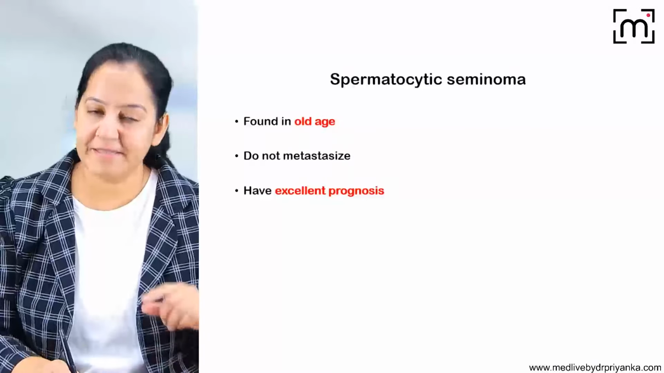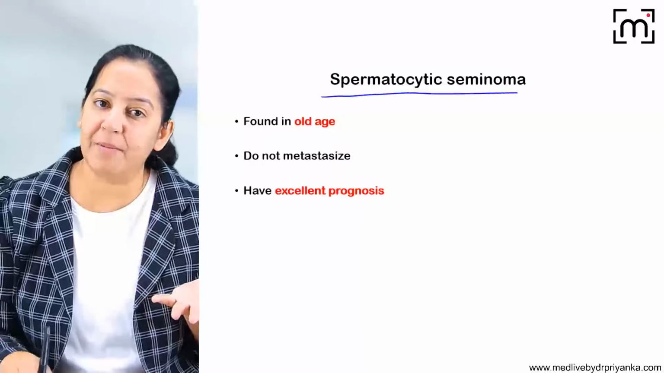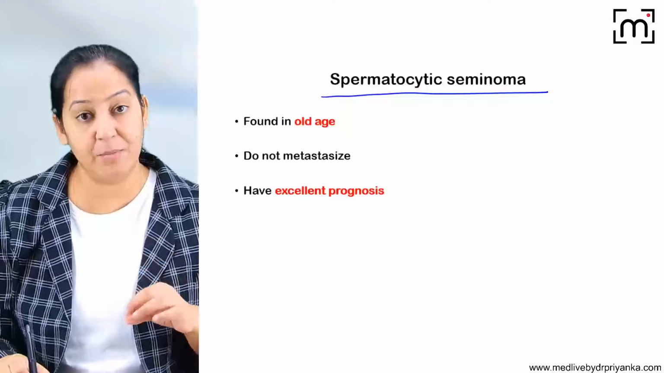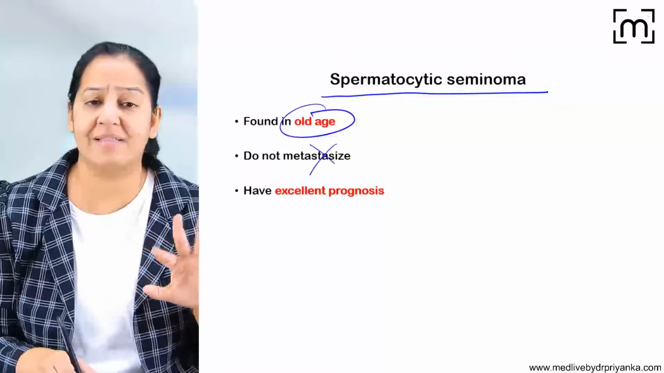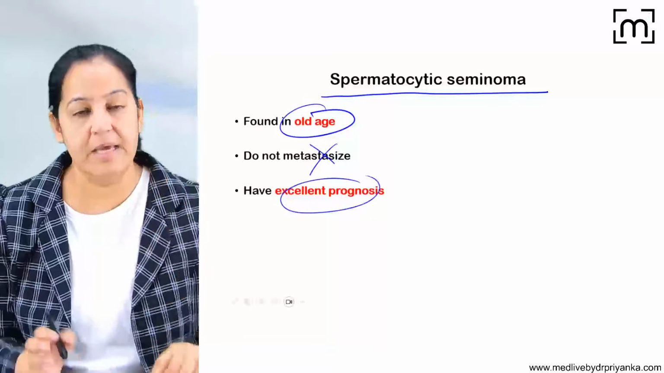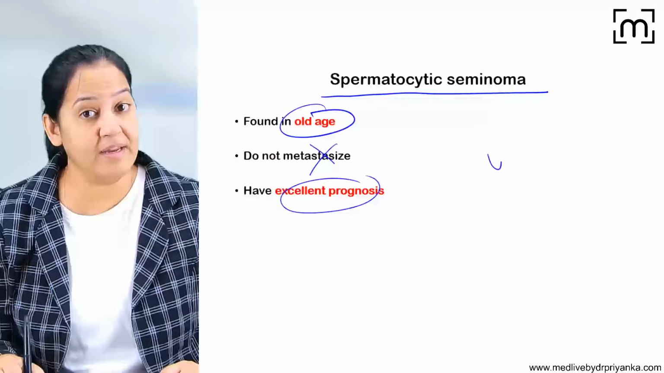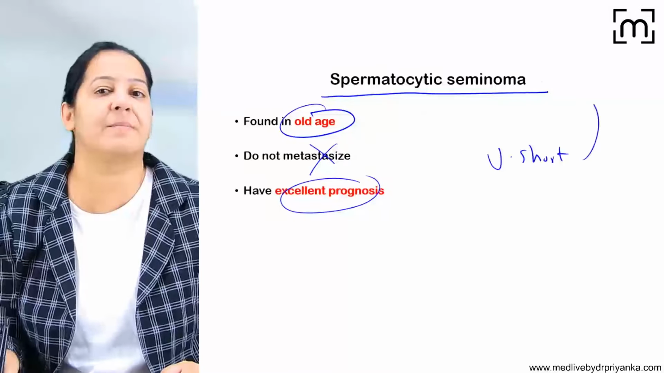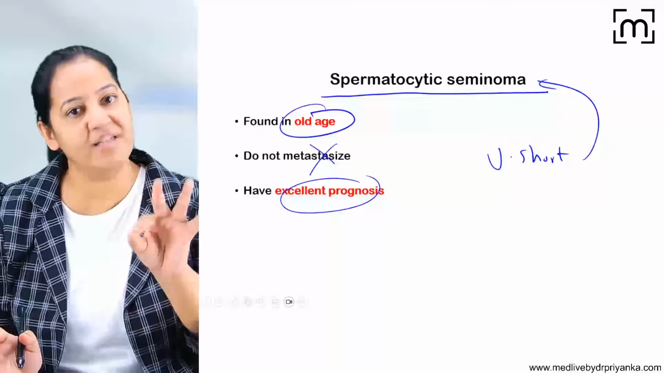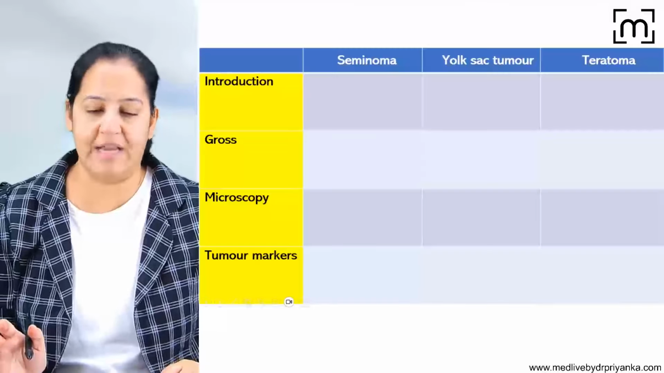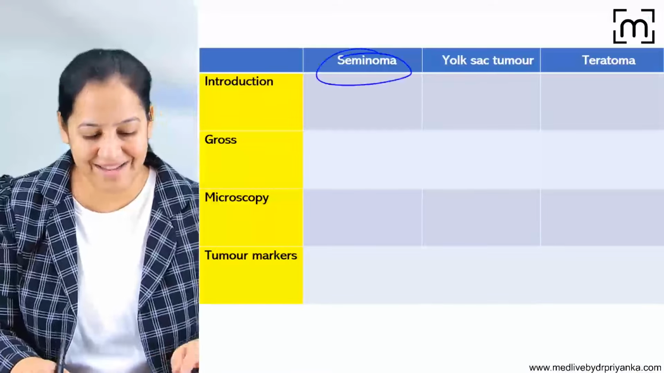Now there is a variant of this seminoma, that is spermatocytic seminoma. Spermatocytic seminoma is a variant of classical seminoma which occurs in old age. It does not metastasize and has an excellent prognosis. So it's a variant, you just learn it. Sometimes you can get a very short question on spermatocytic seminoma. You may be thinking, ma'am, what is it? It's a variant of seminoma which occurs in old age, having excellent prognosis. Learn that only. We are done with seminoma.